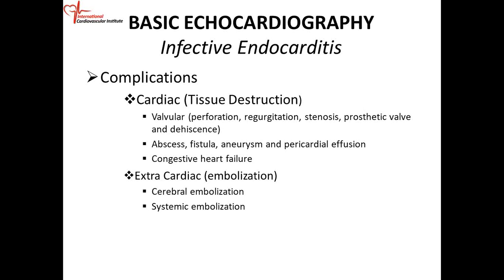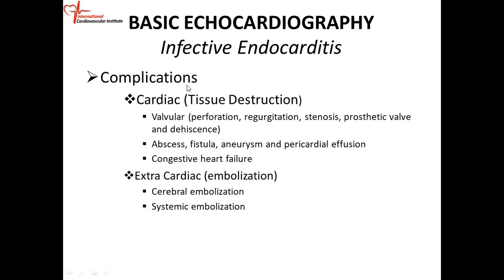We talk about dehiscence as well, because the suture ring, where you suture the prosthetic valve to the heart tissue, breaks down, and the prosthetic valve can get dislodged. Abscess, so an infected fluid-filled cavity. Fistula, an abnormal communication between cardiac structures. Aneurysm, so weakening and dilatation of a certain portion of the heart. Pericardial effusion, and heart failure, congestive heart failure.